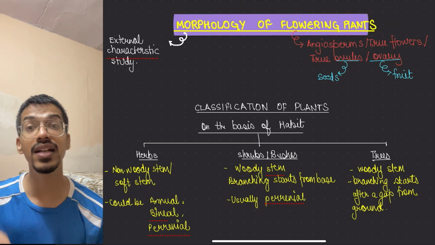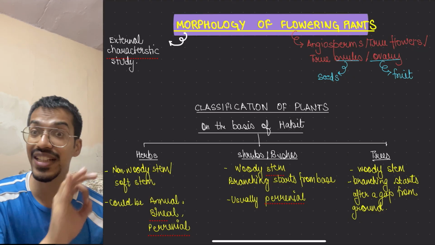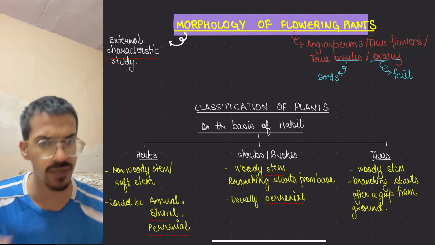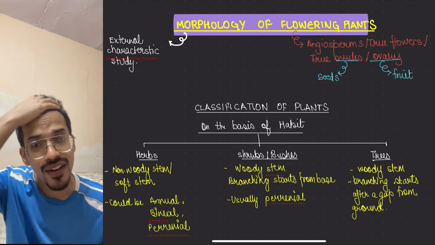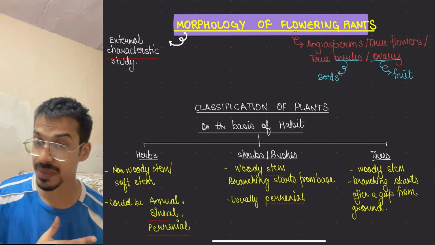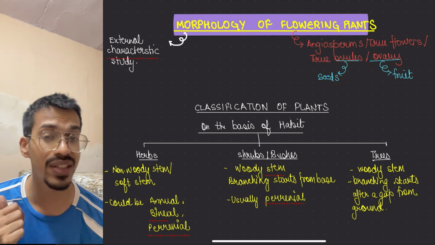What are flowering plants? Only one division has flowers, and that is angiosperm. So we are talking about the angiosperms. These are also called true flowers because before that we haven't seen flowers as a feature. Moreover, they have true ovules and ovaries present, which will develop into seed and fruit respectively, as we know so far.